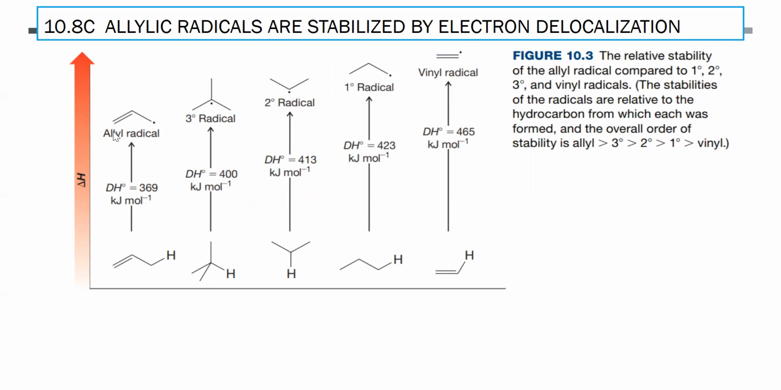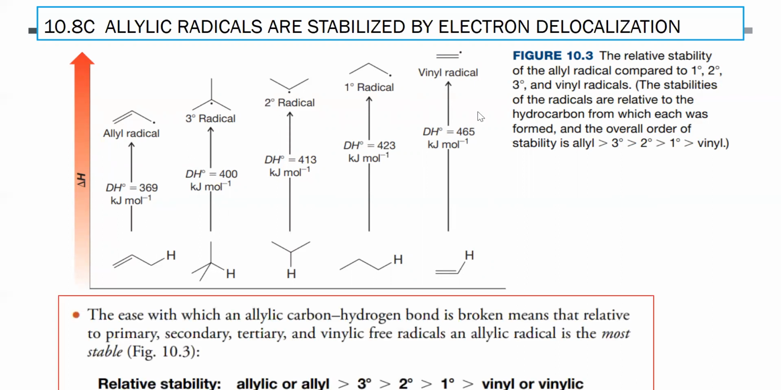The bond dissociation energy for the allylic radical is 369 kilojoules per mole, which is much lower, and this is also equivalent to its potential energy here. Okay, so it's much more stable, then the 3 degree, again the 2 degree, 1 degree, and the vinylic radical. And we can say that with the allylic carbon-hydrogen, breaking of the CH bond by homolytic bond cleavage, the most stable is the allylic or the allyl radical here. So the allylic radical is much more stable than the 3 degree, then a 2 degree, then a 1 degree, or a vinylic radical.